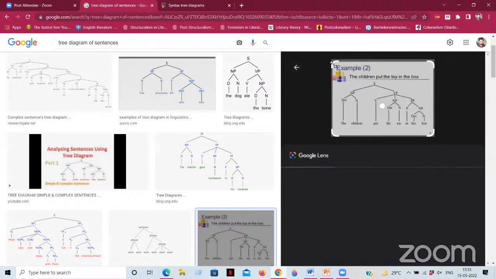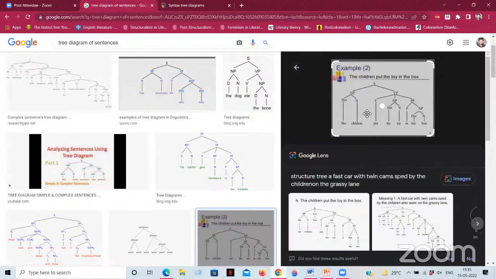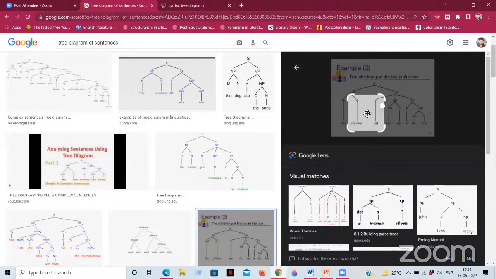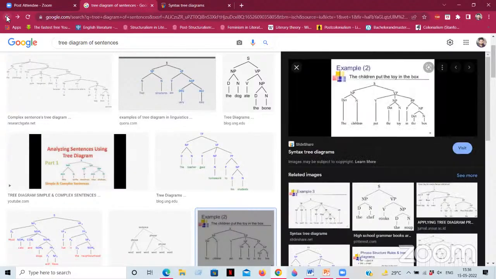Just a minute. Is it visible to you? If you zoom the page, you will get to know. Okay, see here the example is: the children put the toy in the box.